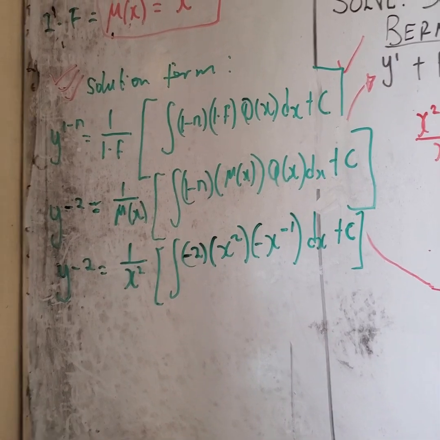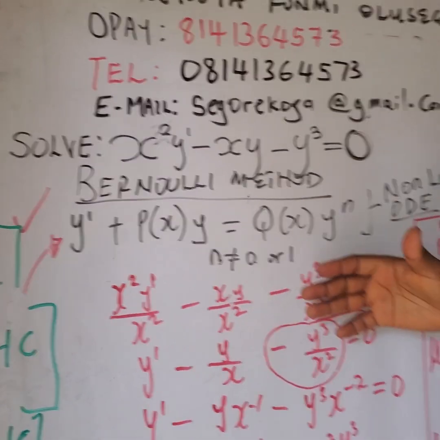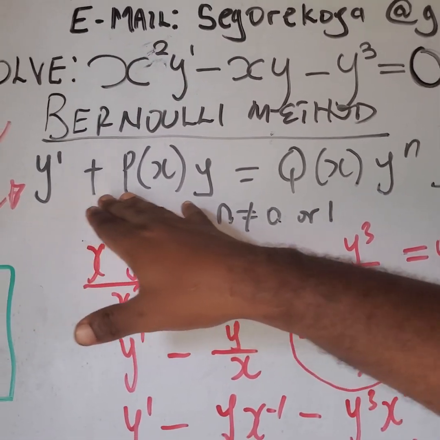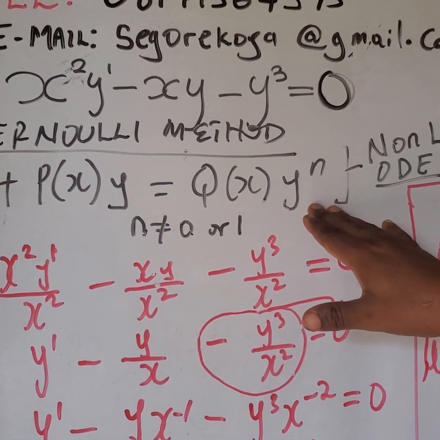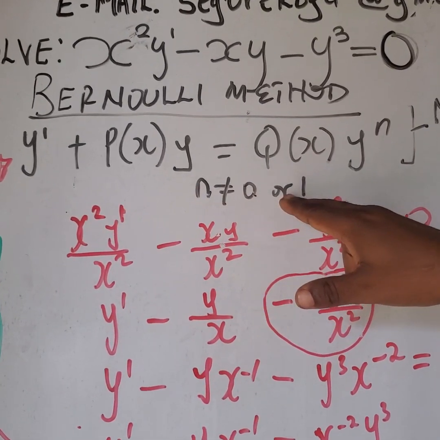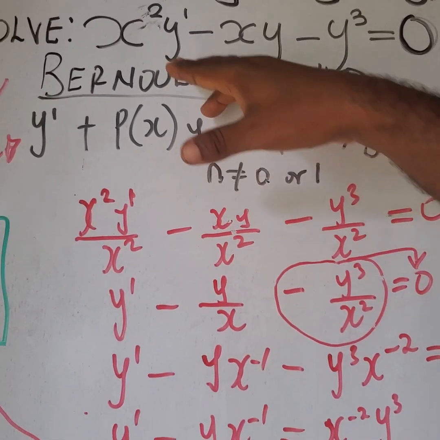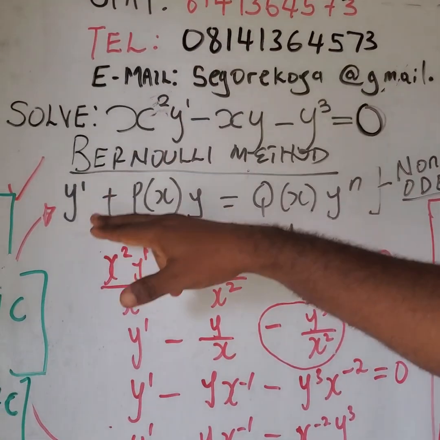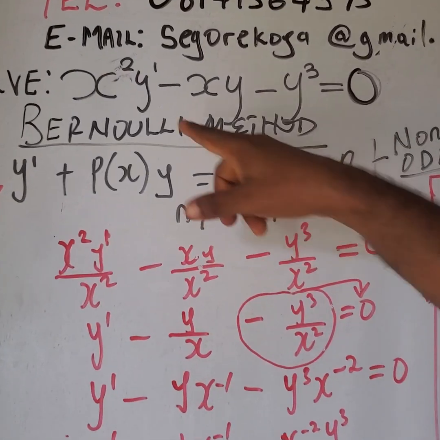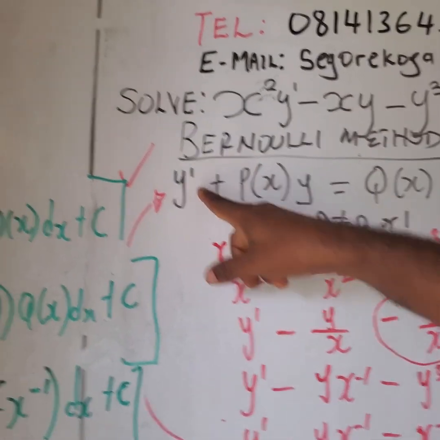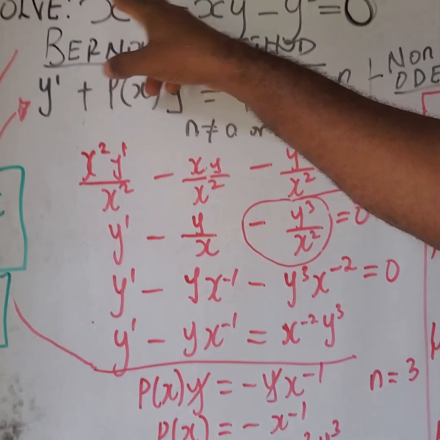So I want us to look at this solution step again. Here, this is the Bernoulli equation format, where n must not be equal to 0 or 1. Now, since we are given this expression that we have here, we can make it look like this equation by isolating this y prime. So we divide through by x squared.